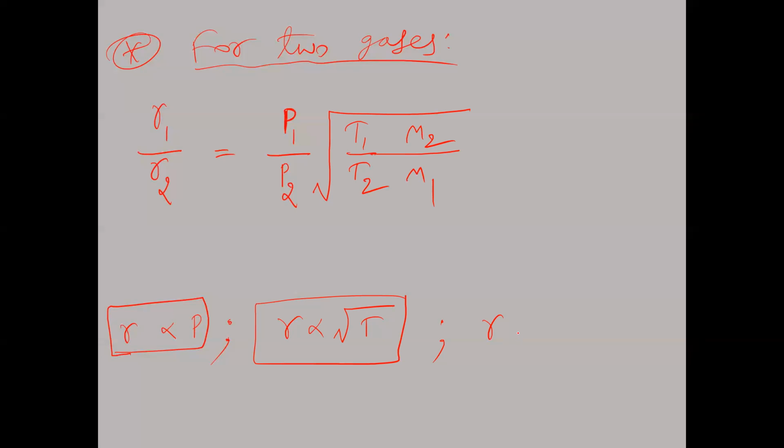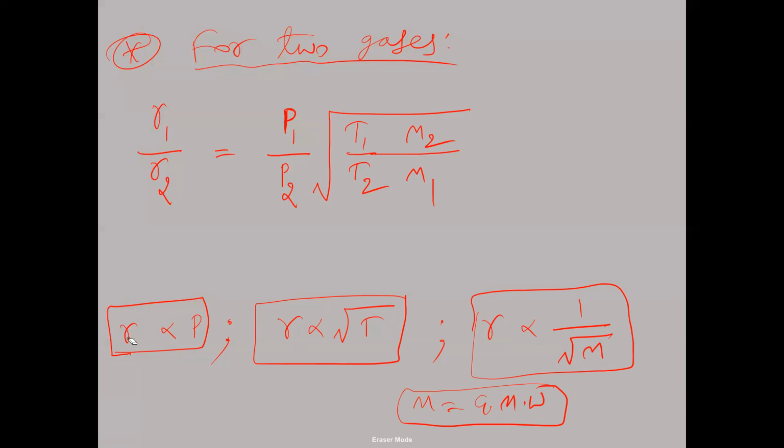Rate of diffusion of a gas is inversely proportional to the square root of gram molecular weight. M is what here? Gram molecular weight. So the rate of diffusion of a gas is inversely proportional to the square root of the gram molecular weight of the gas. This way we have to understand the relation between rate of diffusion of gas and pressure, rate of diffusion and temperature, and rate of diffusion and its gram molecular weight.